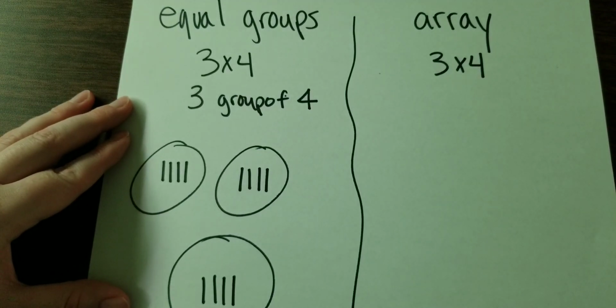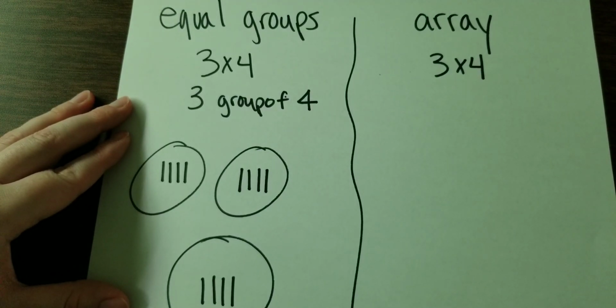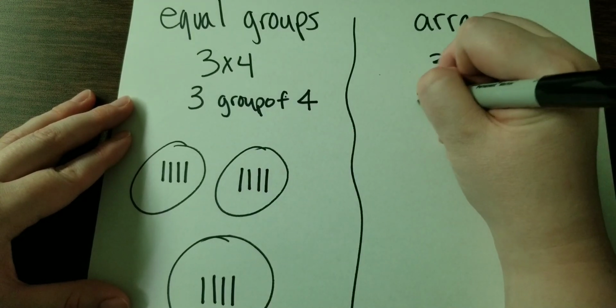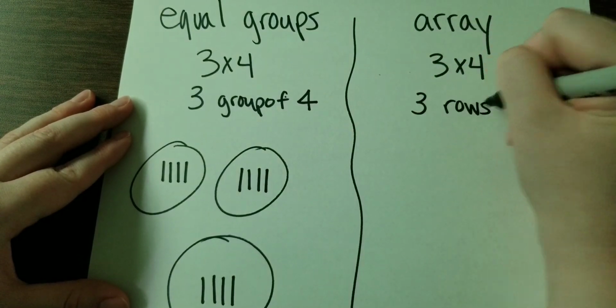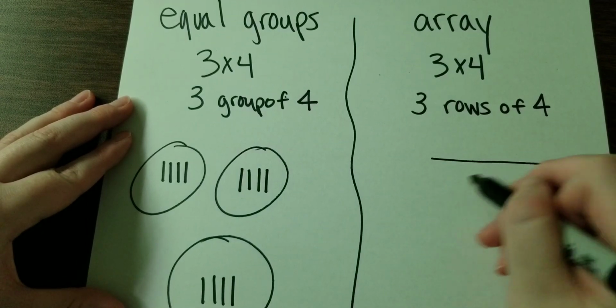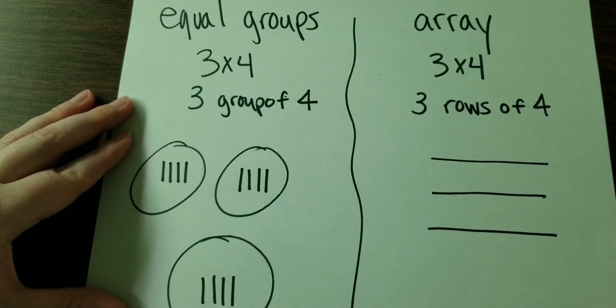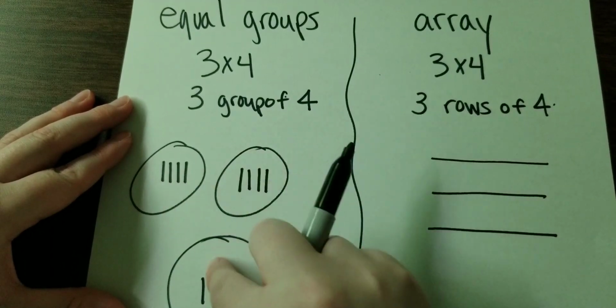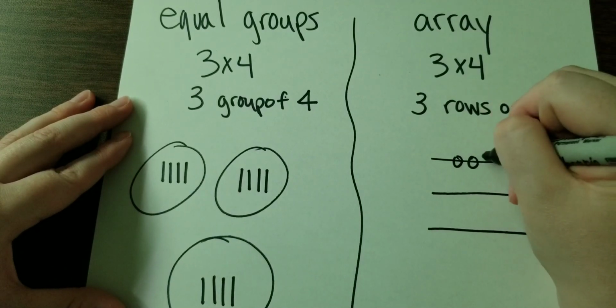Arrays, well, those are nice and neat rows and columns. Remember, it's like putting beads on a string to make a necklace. So 3 times 4. That's 3 rows of 4. 3 rows. 1, 2, 3. And I put 4 on each because my rows must be equal, just like my groups are equal. 4 on each.